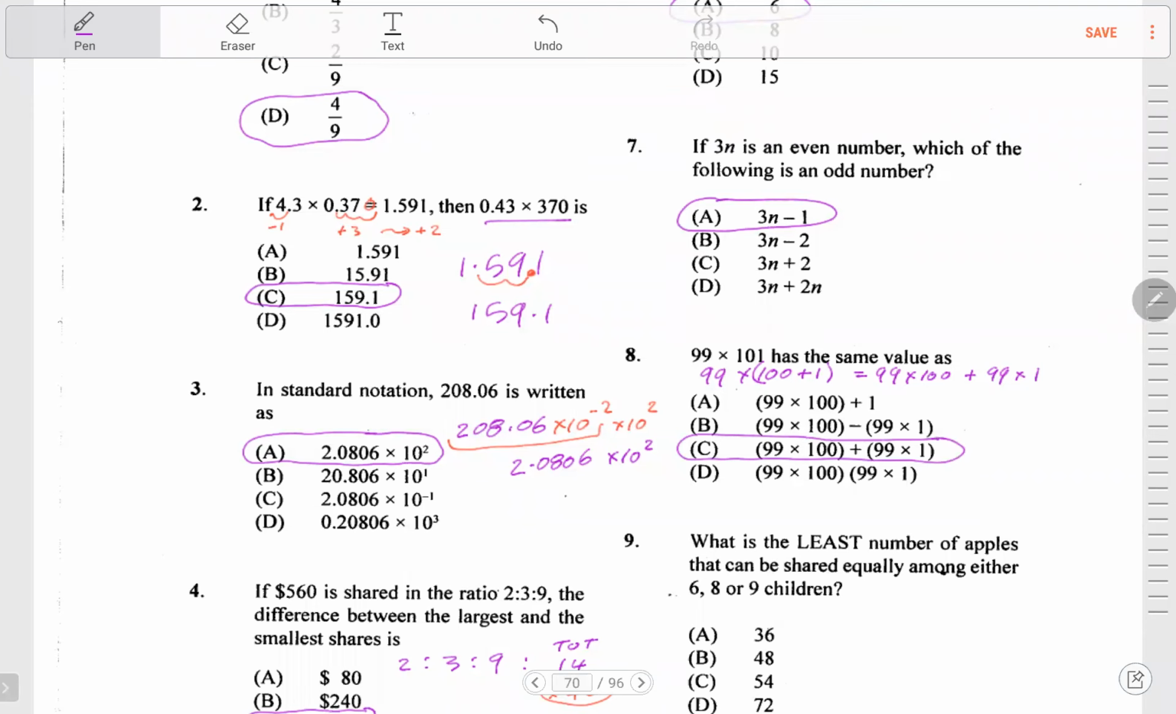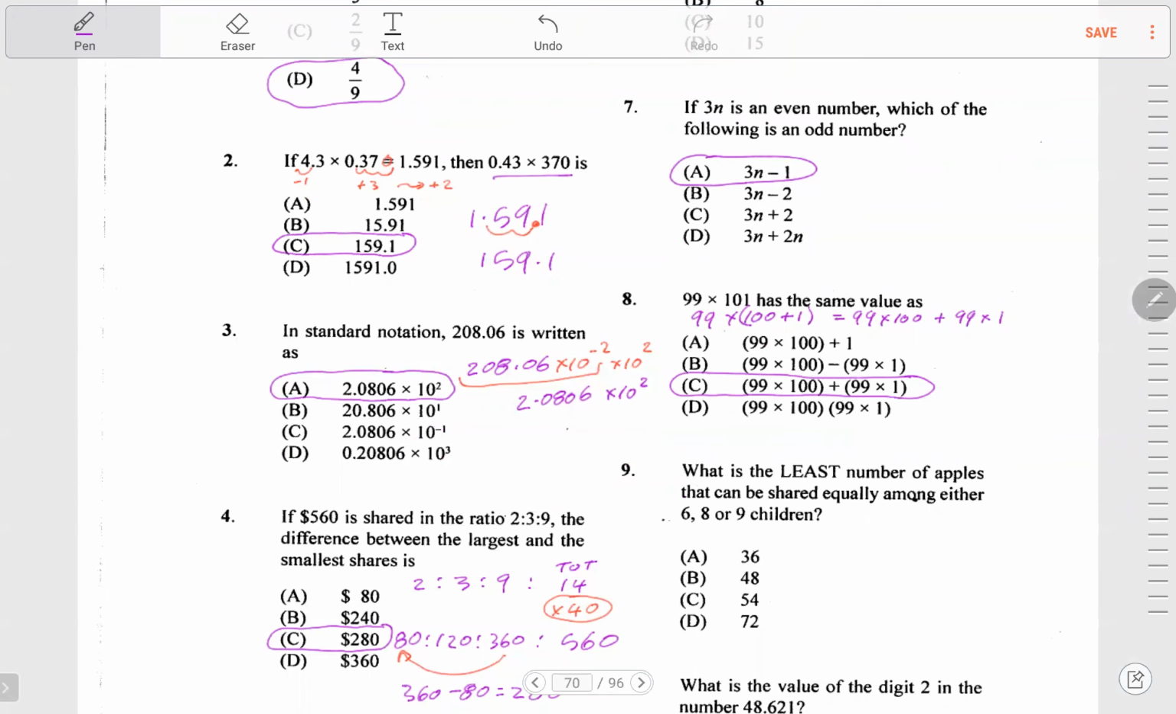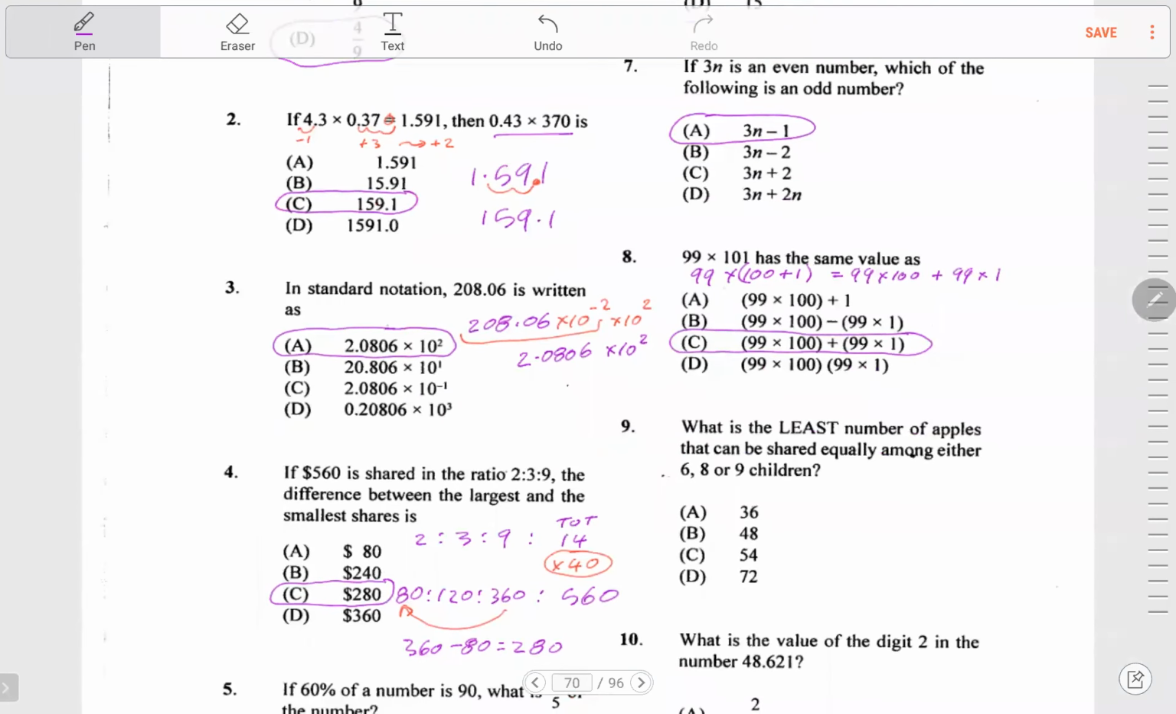Did that question already. What's the least number of apples that can be shared equally between 6, 8, and 9 children? I think we did this, the value is different. So it's 6, 8, and 9. Looking for the lowest common multiple of 6, 8, and 9. What we can do is basically multiply them up, or you can use a process of elimination.